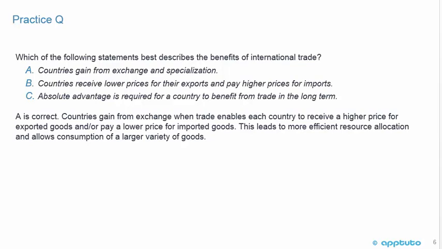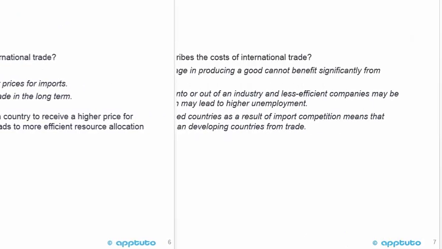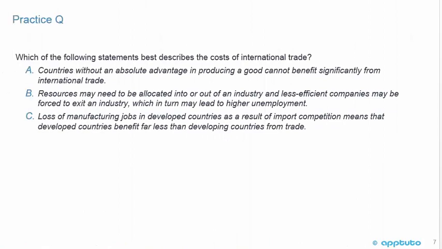A is correct. Countries gain from exchange when trade enables each country to receive a higher price for exported goods and/or pay a lower price for imported goods. This leads to more efficient resource allocation and allows consumption of a larger variety of goods. And one last practice question to finish this LOS.